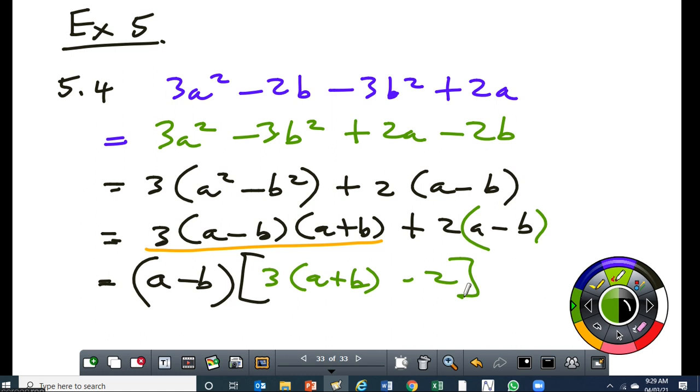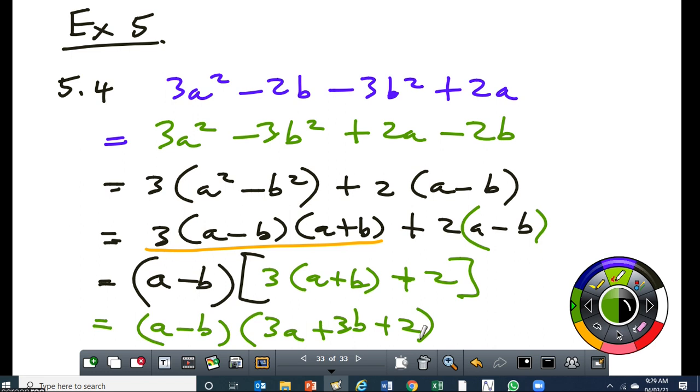Yes. Right. Now, can you simplify what's inside the square bracket? Oh, sorry, it's supposed to be a plus 2 there. This is a plus 2. Can you simplify what's inside the square bracket? No. Let's not remove any brackets. But if you want, you can. So if you remove the brackets, then you end up getting a minus b times 3a plus 3b plus 2. And this will be your final answer. Okay? That will be your final answer.